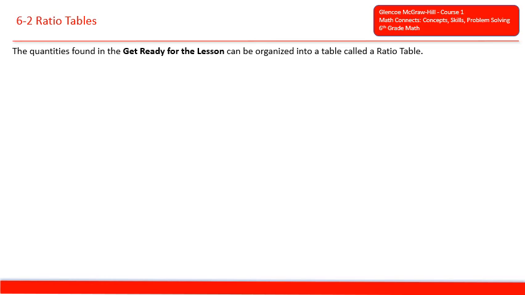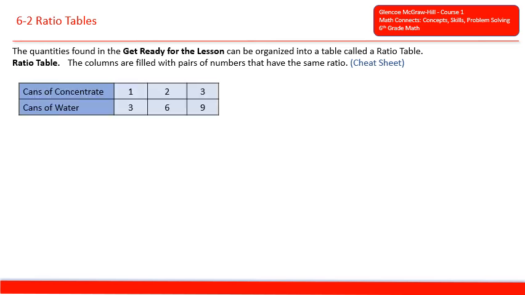Quantities found in the Get Ready for the Lesson can be organized into a table called a ratio table. In a ratio table, the columns are filled with pairs of numbers that have the same ratio. So for the juice example, cans of concentrated juice, we're going to have 1 and 3. 2 batches will be 2 and 6, and 3 and 9.